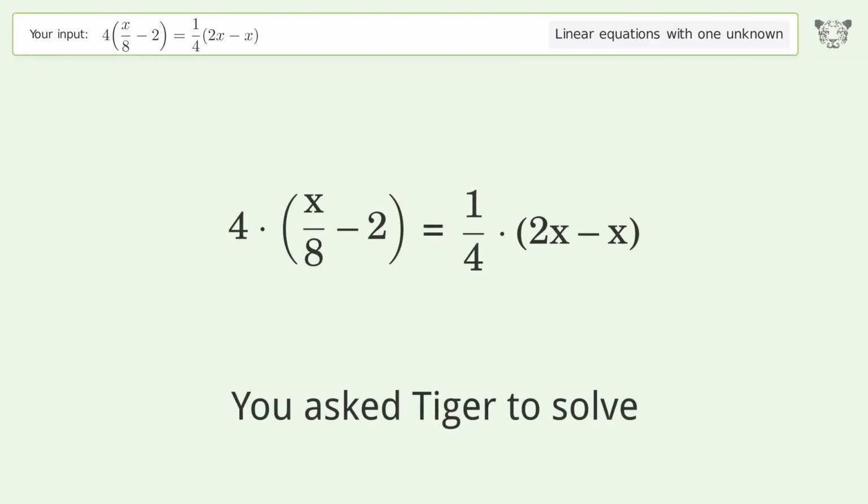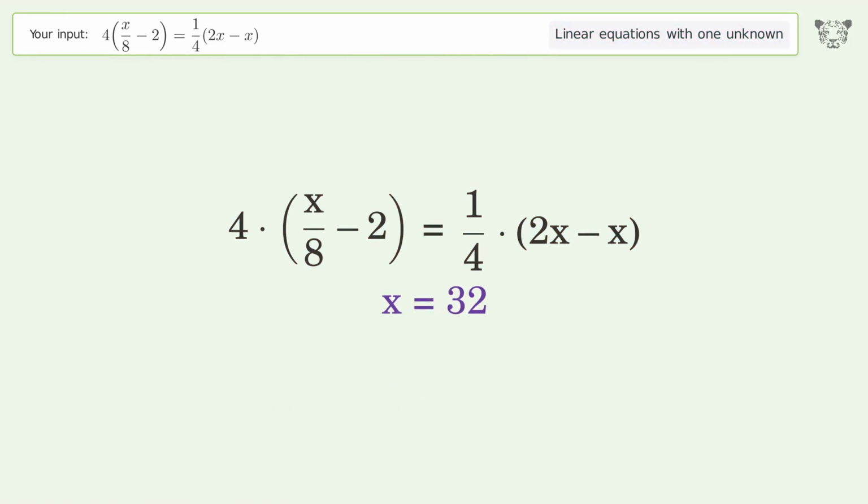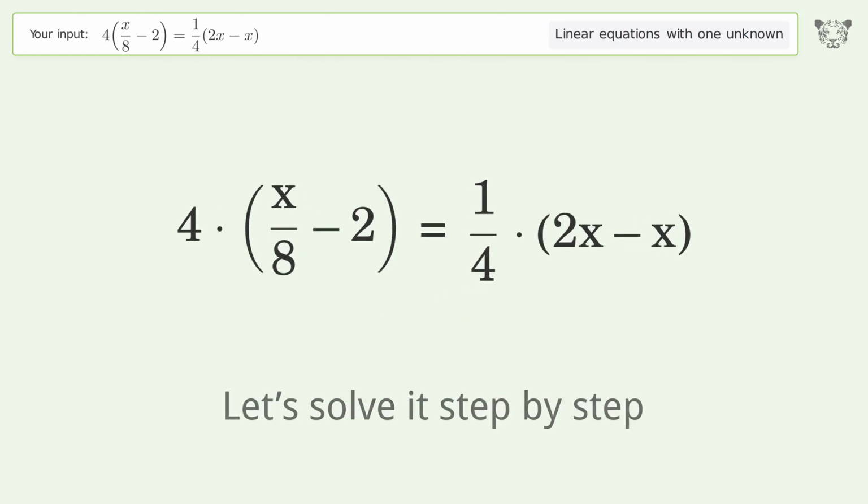You ask Tiger to solve. This deals with linear equations with one unknown. The final result is x equals 32. Let's solve it step by step.